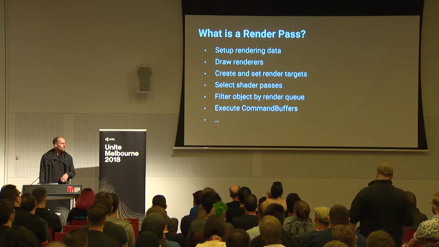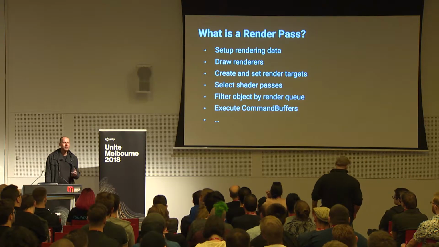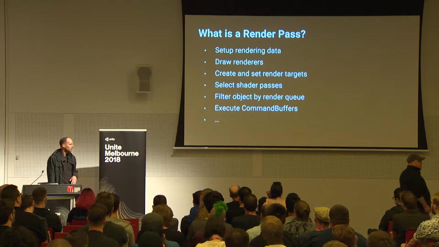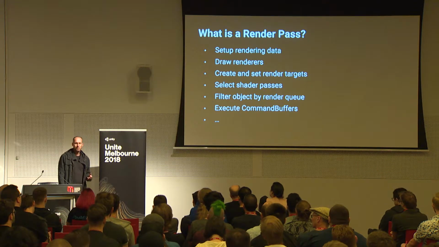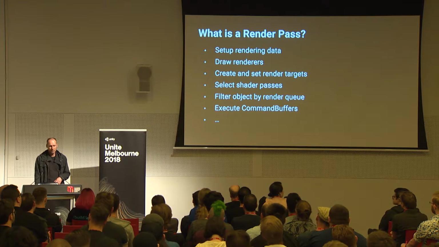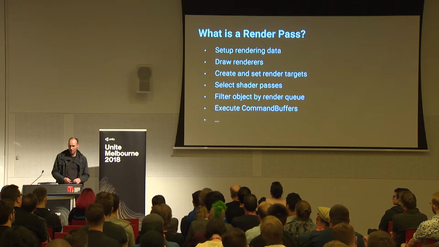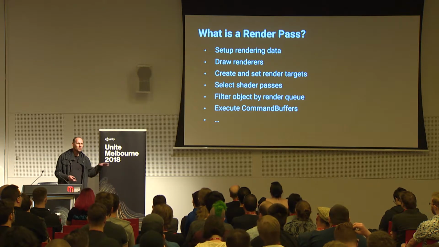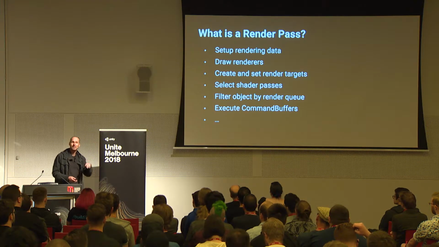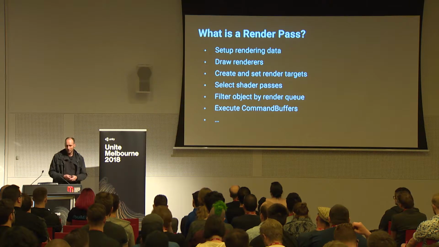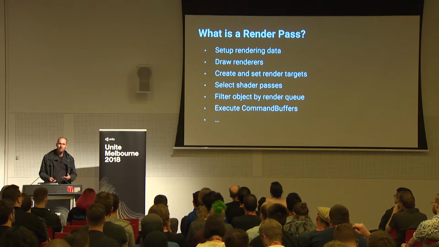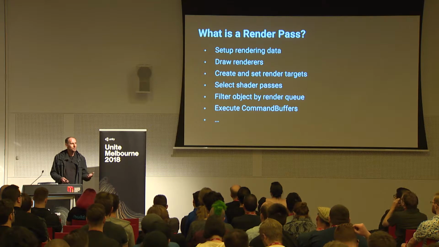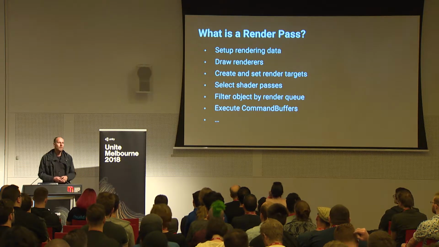These are some usual things you would do. You would set up some rendering data, instancing support, that sort of stuff. You could draw a bunch of stuff. You can create and set render targets, and you can select which shader paths you're going to use. This is different to a rendering path. So in a shader, you can have different shader paths, like a depth path or a lighting path, and so you can select which one you'd like to use. You can filter objects further, which again I'll show you code and examples of how to do this. And you can also execute command buffers.